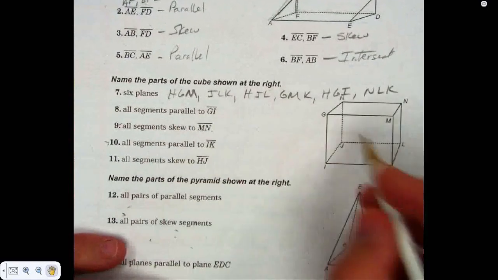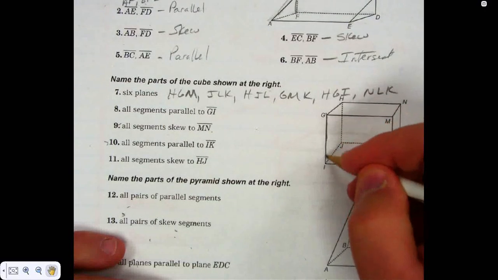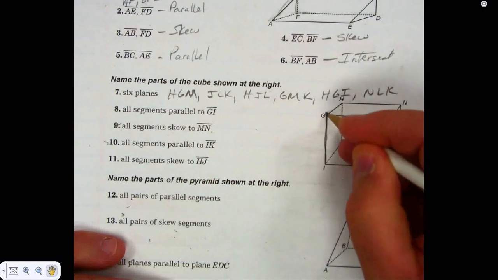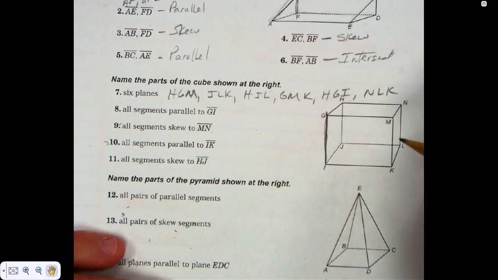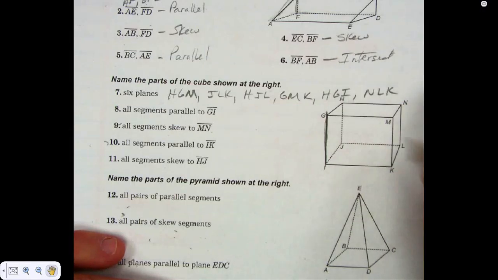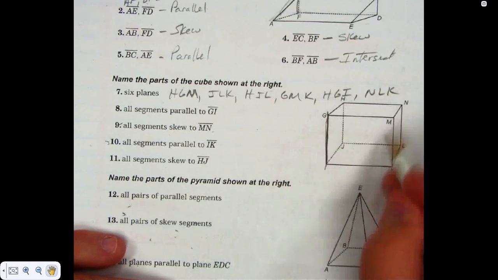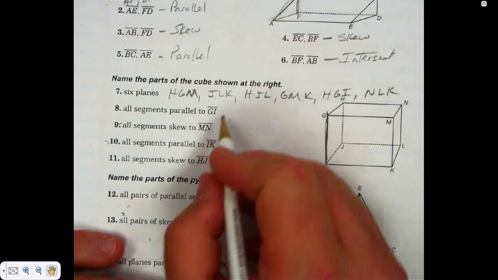All segments parallel to GI. Okay, they have to be straight up and down the same way, don't they? An edge that faces the same way. All these edges that don't face the same way won't work. So what's one edge?